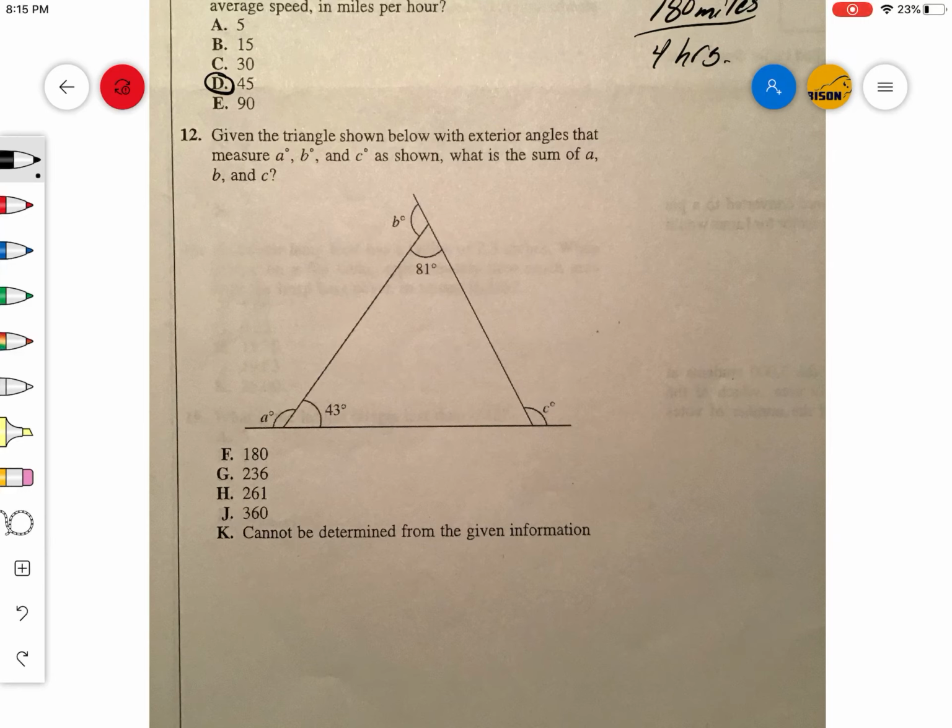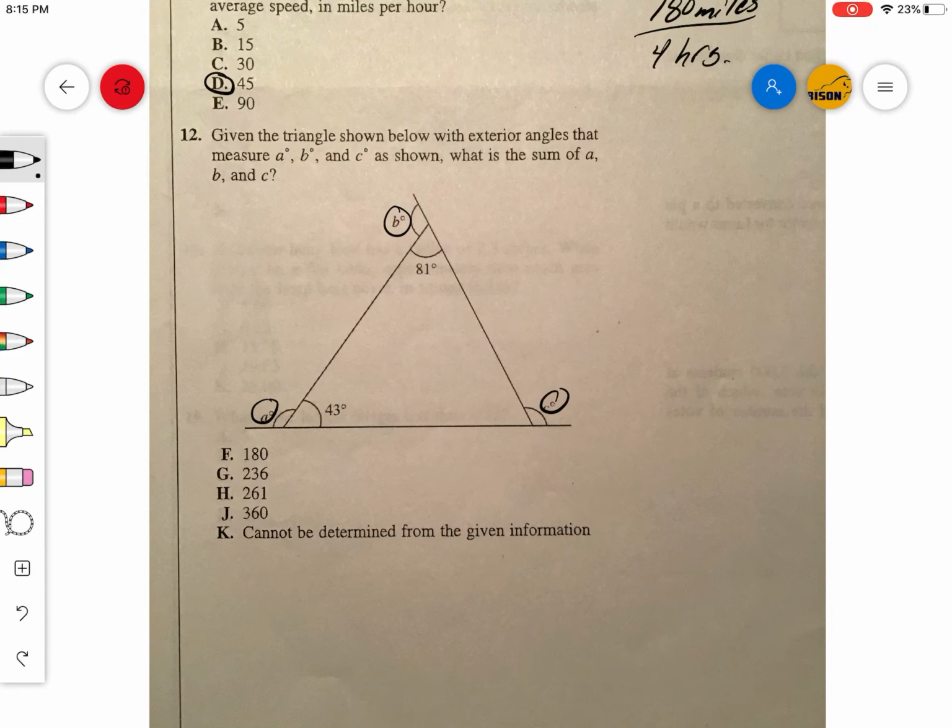Moving down to number 12. It wants to know what's the sum of angles A, B, and C. A's out here, B, and C. There's a rule for this. I'm not sure if anybody would remember it, but there's an easy way to come up with this using a test-taking strategy, because these are straight angles.